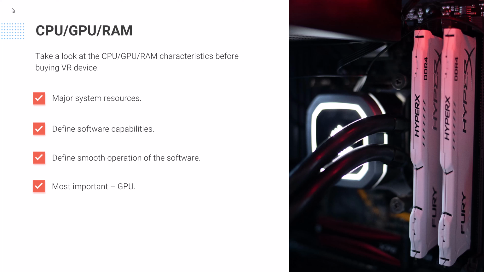CPU, or the Central Processing Unit, GPU, or Graphics Processing Unit, and RAM, or Random Access Memory, define major system resources and limit software capabilities. The performance of these devices defines how smoothly virtual reality software will work, the complexity of scenes and graphical effects, and the level of realism.